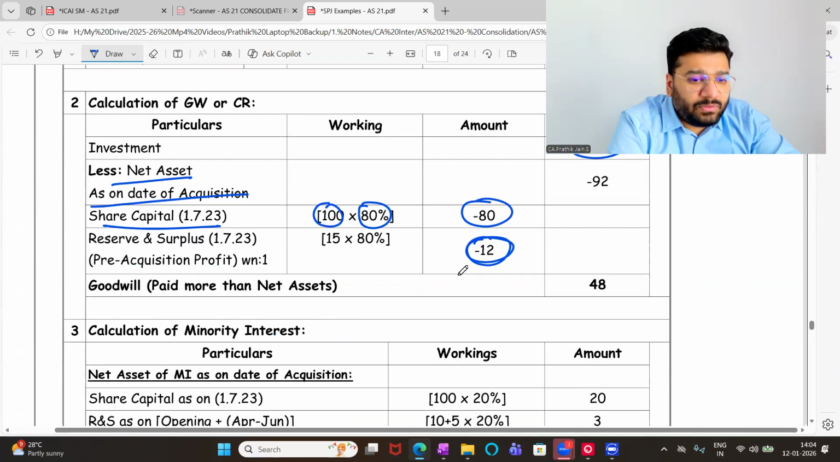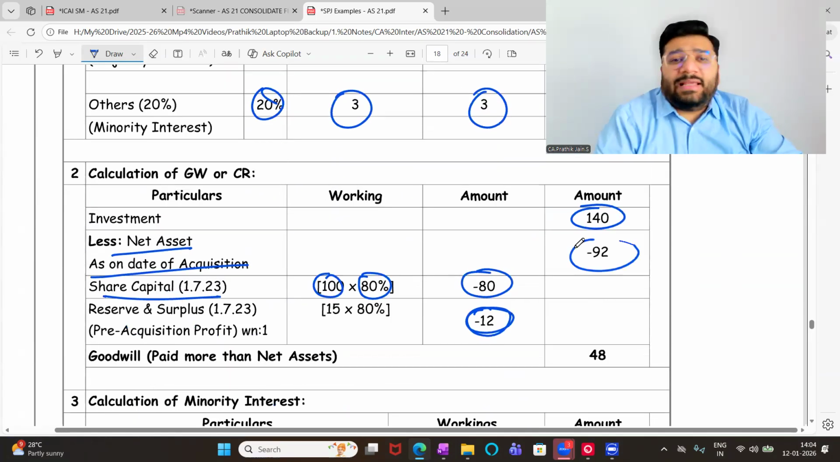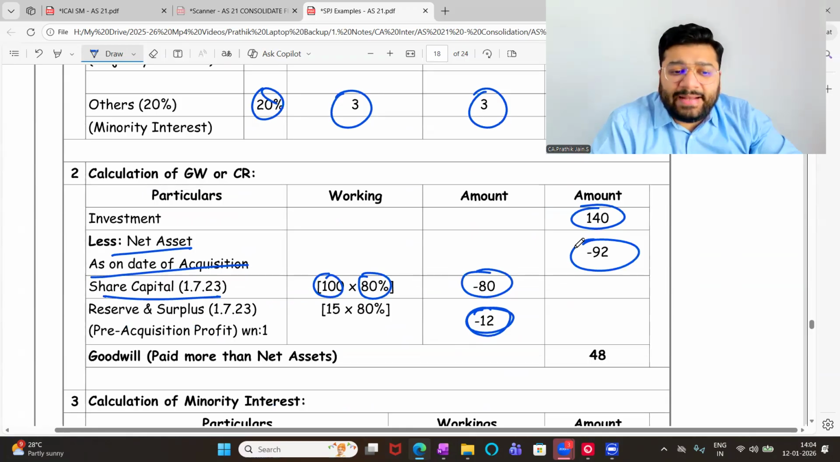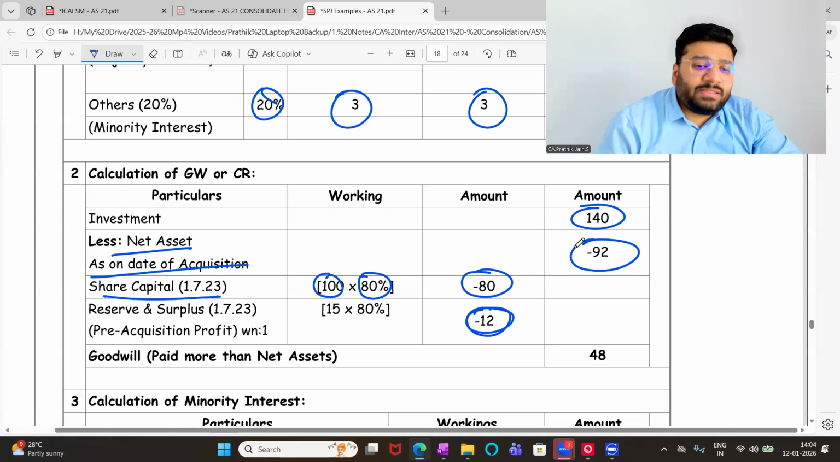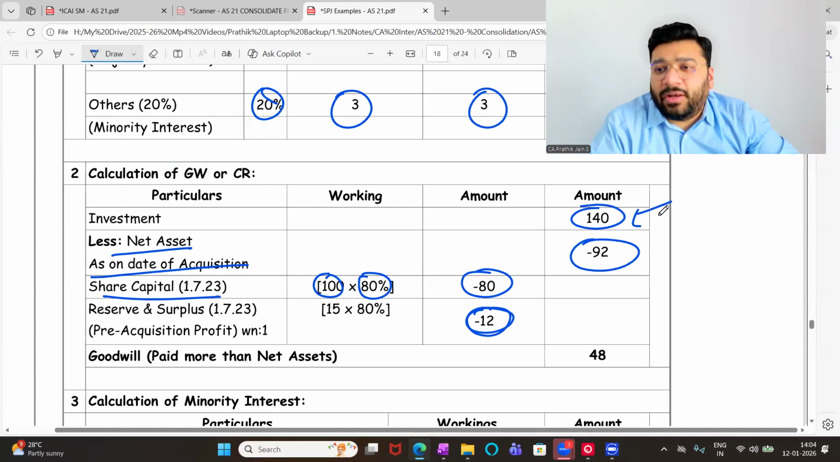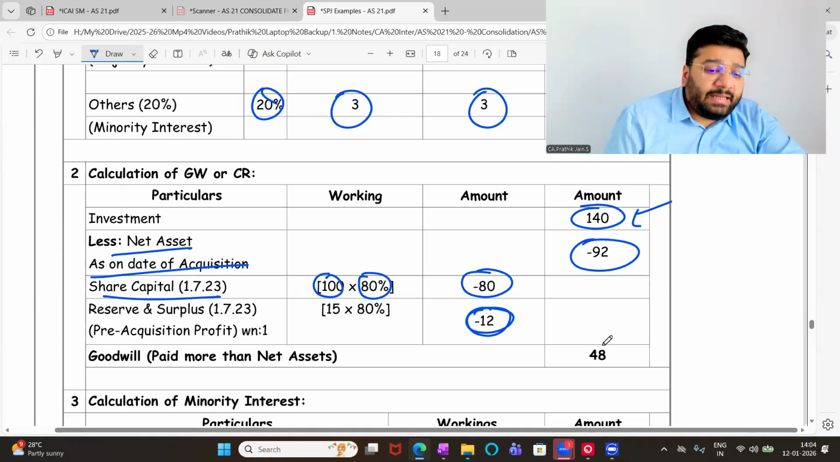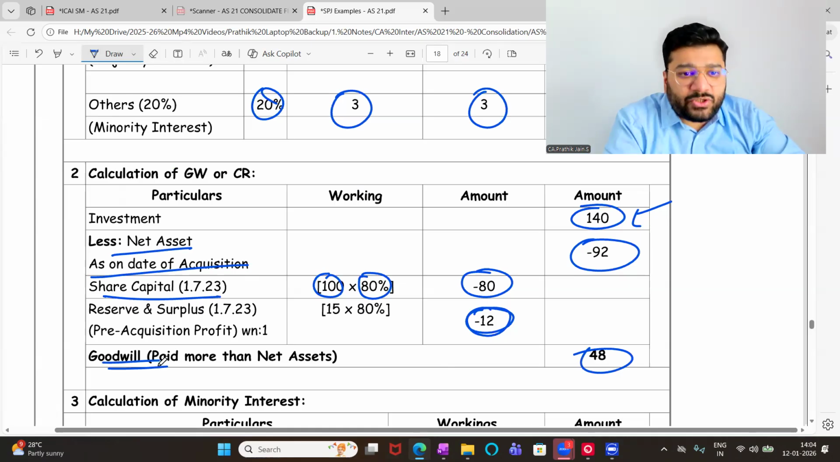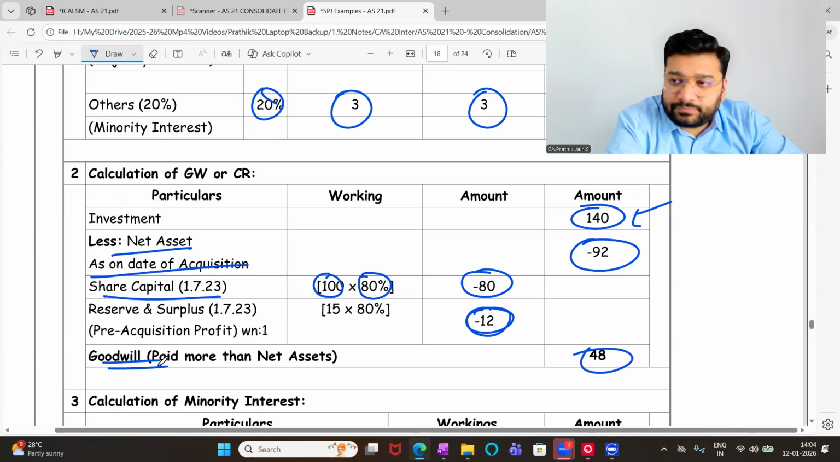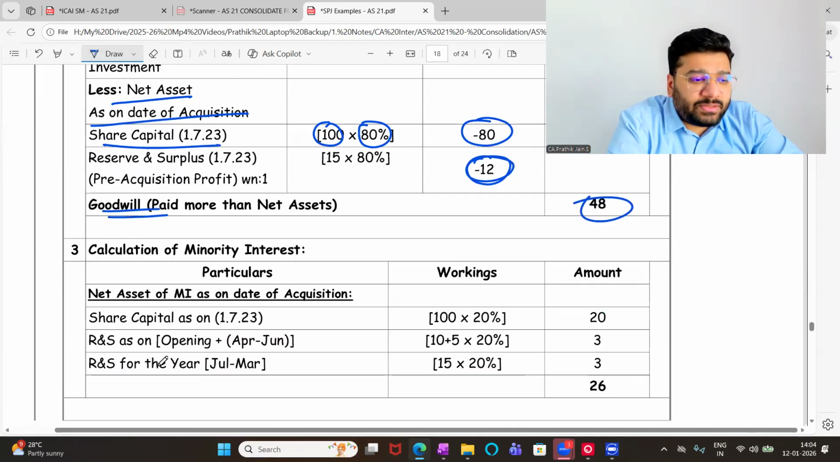Done? Okay. Total net asset you've got worth how much? 92 lakhs. Paid is 140. Have you paid more or less? I'm getting benefit for 92, but I paid how much? 140. Extra how much have you paid? 48 lakh. That is called as goodwill.